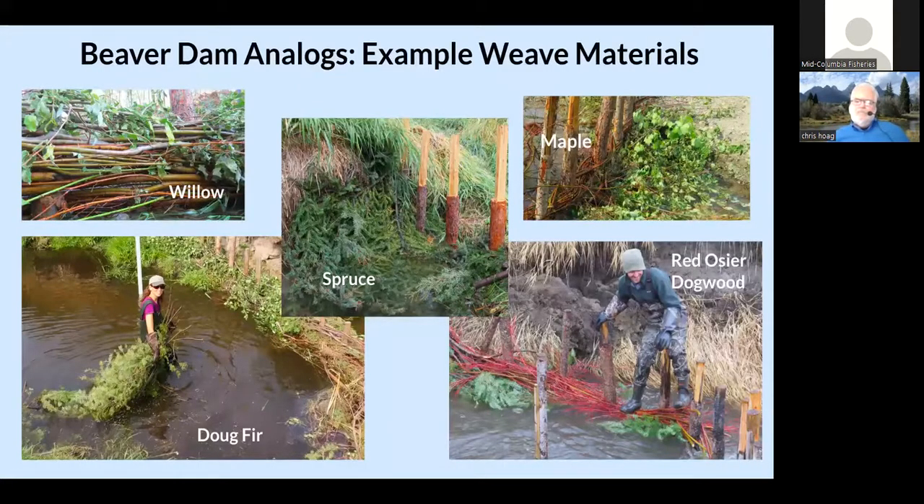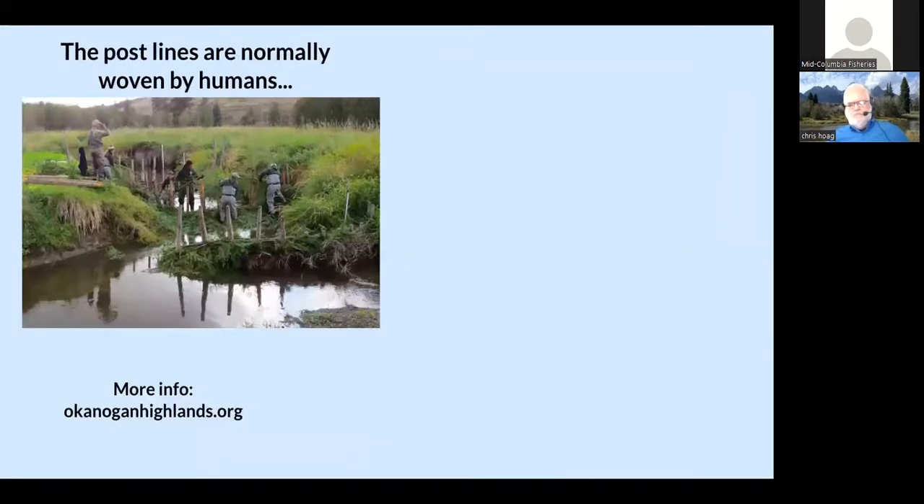Here are some examples of materials you might use for weaving. We started with willow, red osier dogwood and maple, and ended up switching to conifers like Doug fir and spruce. Spruce is my all-time favorite. There's just so much more roughness with those conifer boughs. They've worked really well for creating a broader base, which is what we ended up needing for toe protection.